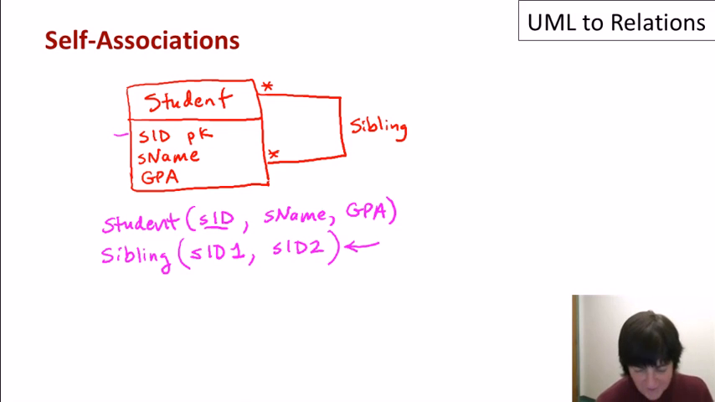We're just saying that we have a sibling relationship. We take the student ID from the two students who are siblings, and that pair becomes a tuple in our sibling relation. And because we have stars on both sides, so we're not making any assumptions about multiplicities, we don't have any 0..1s or 1..1s, then we don't have any key for the sibling relation except the two attributes together.